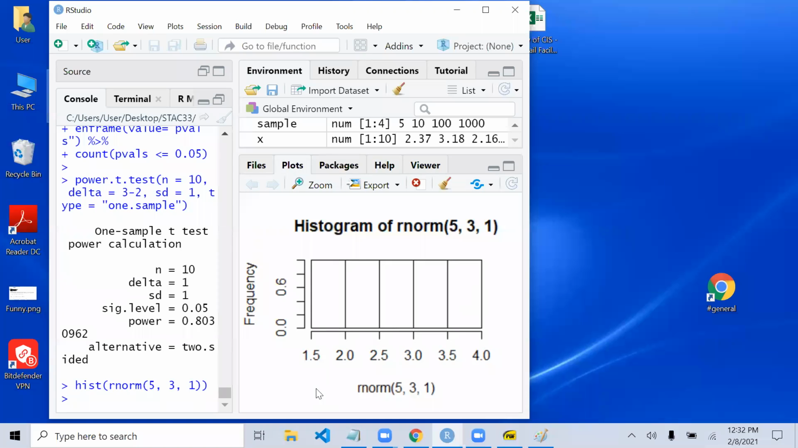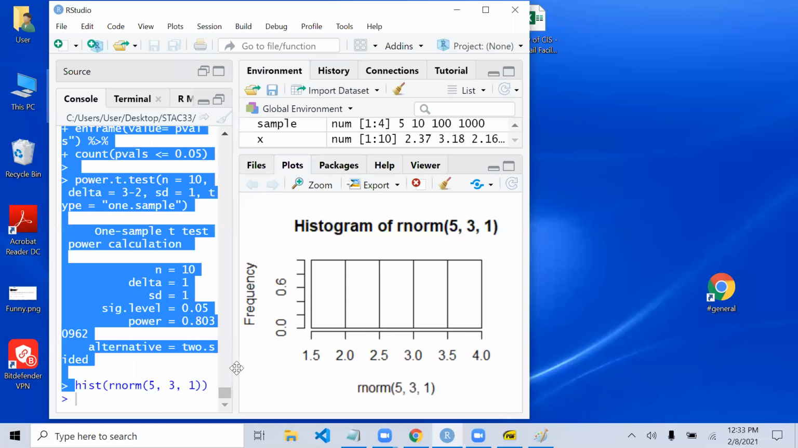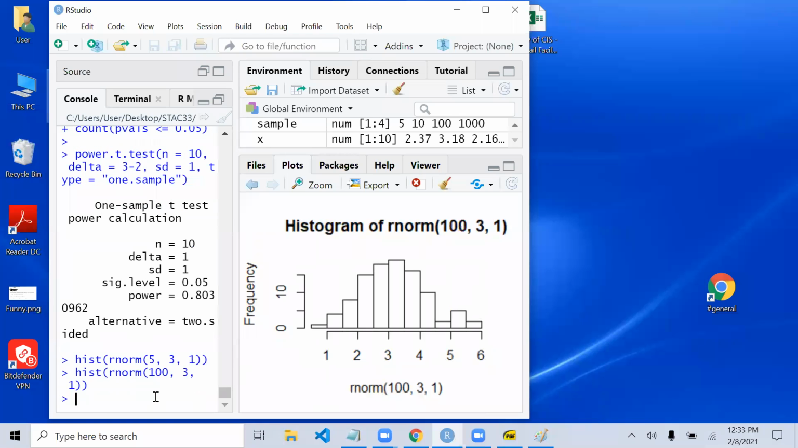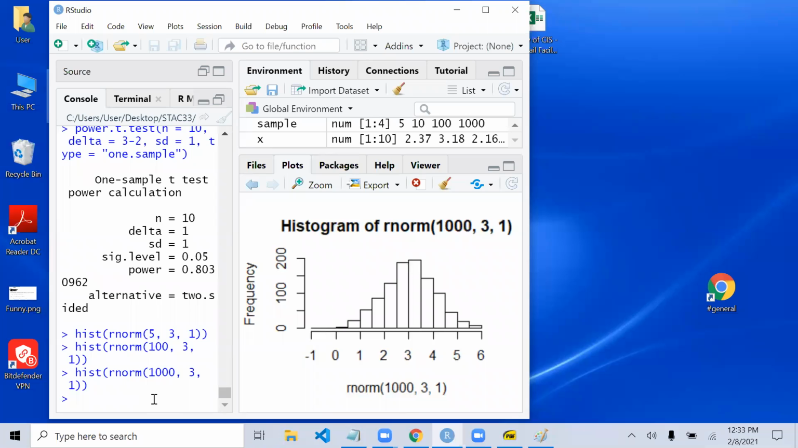The histogram looks almost uniform. It doesn't even look like anything that's normal, basically, right? So now let's see what happens if I increase my sample size to 100. It looks more symmetric. And let's see what happens if I increase it to 1,000. It really gets tight, basically, around 3.